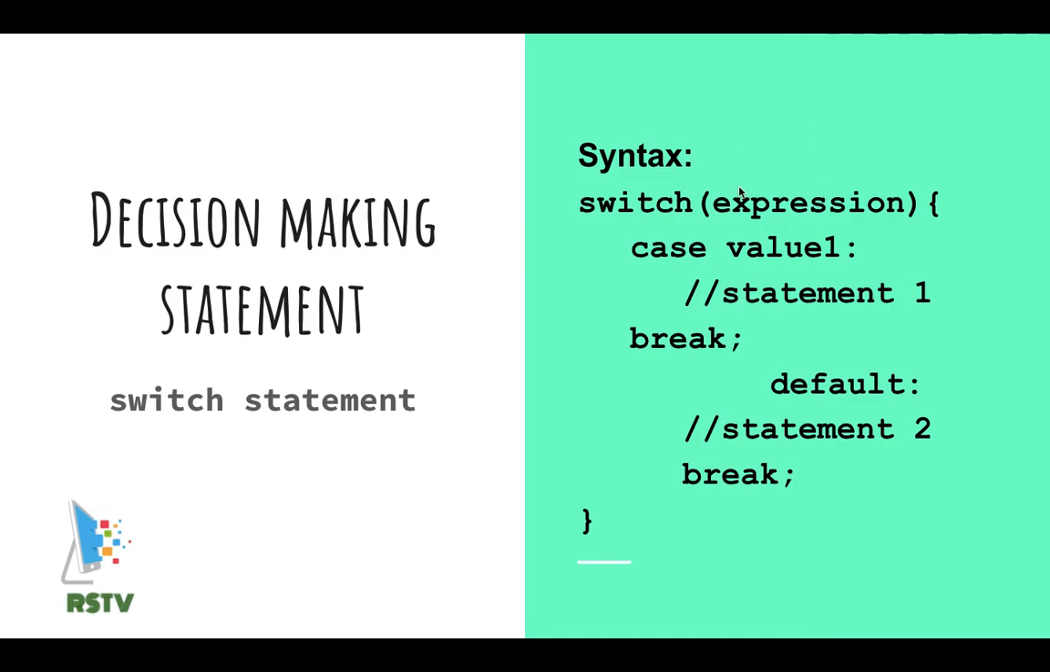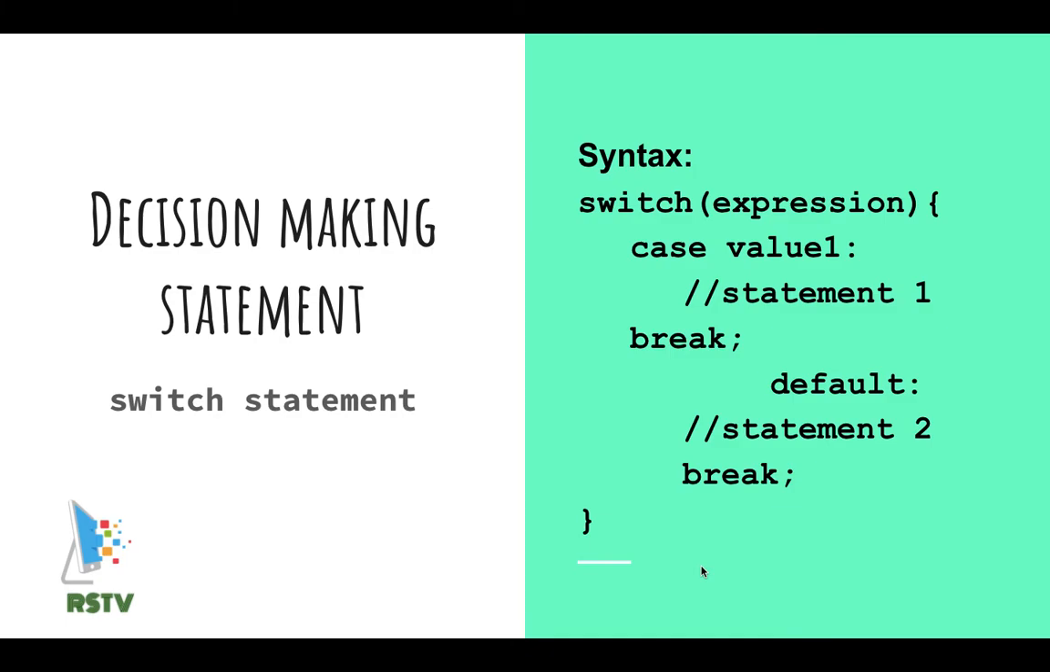Here it will check the expression first, and then it will check which case matches this expression. Based on that, it will execute those statements. If the expression matches value 1, it will execute statement 1. If it doesn't match any case, it will execute the default one. So the default statement 2 is printed. So now the break. So this is about the switch.